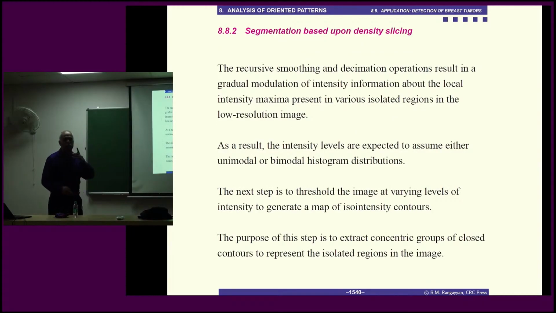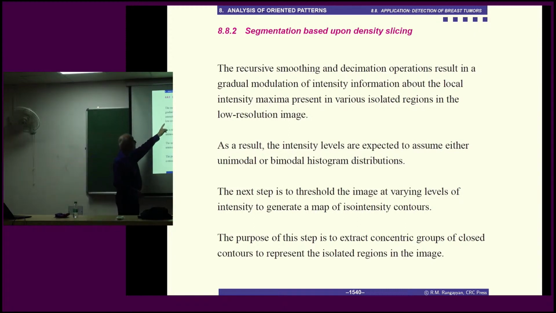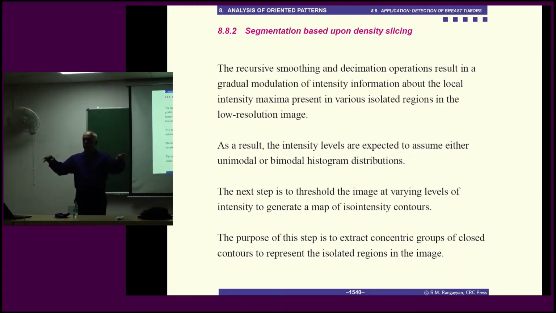So now, segmentation based on density slicing. The assumption here is that recursive smoothing and decimation operations, as I showed in this picture, result in gradual modulation of intensity information about the local intensity maxima in various isolated regions. So intensity levels are expected to assume either unimodal or bimodal histogram distributions. Minor details are removed, and the histogram becomes simpler.